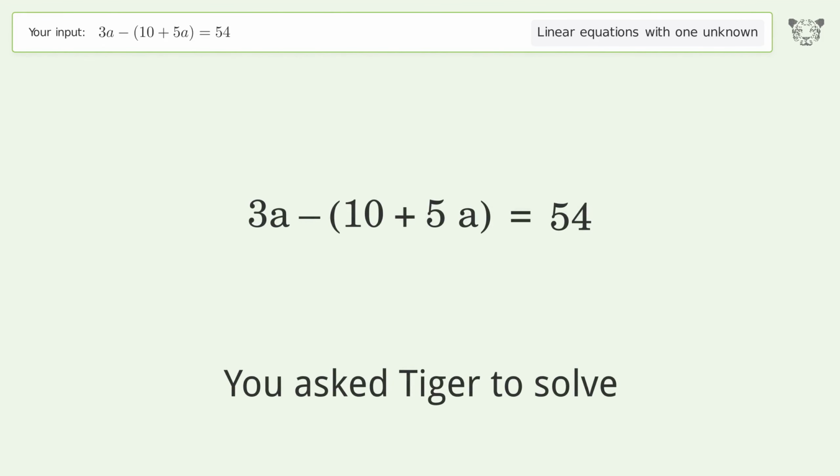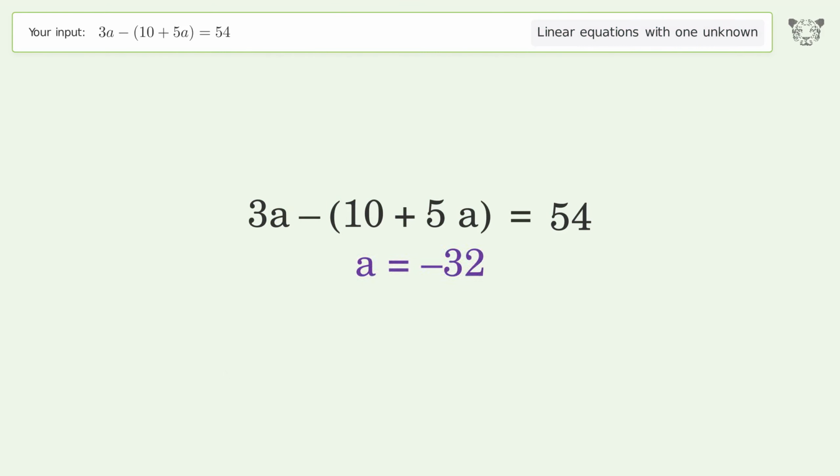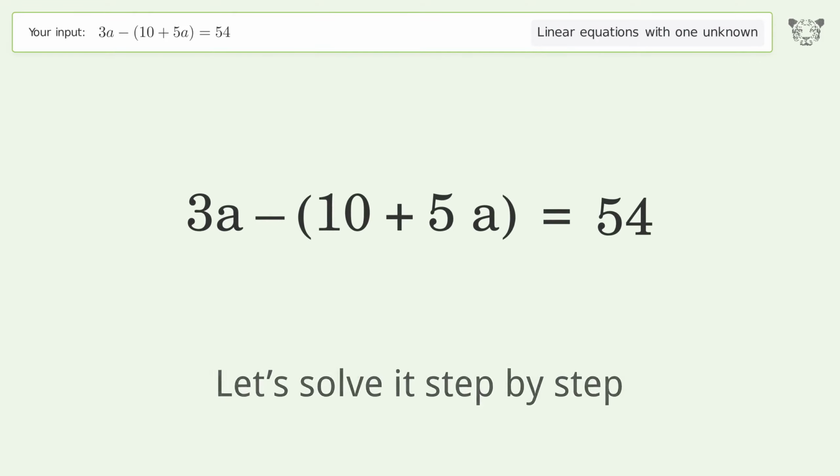You ask Tiger to solve this. It deals with linear equations with one unknown. The final result is a equals -32. Let's solve it step by step.